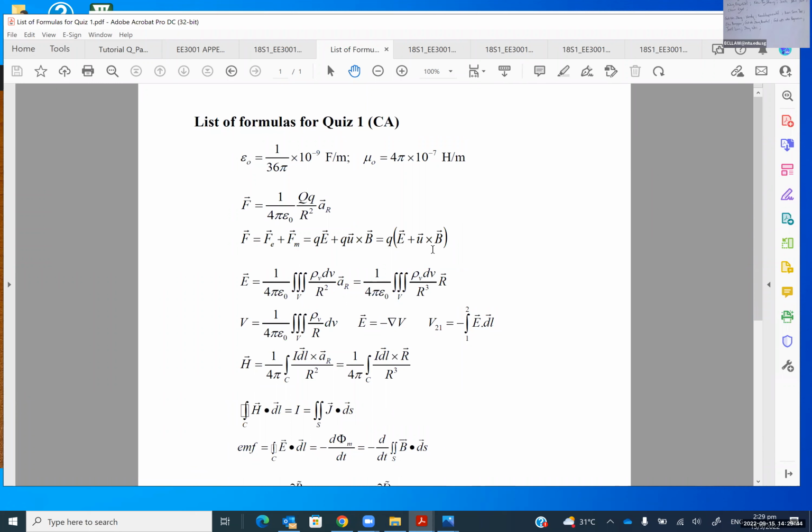Next one, this one is familiar. It's in your exam appendix. This also is in your exam appendix.